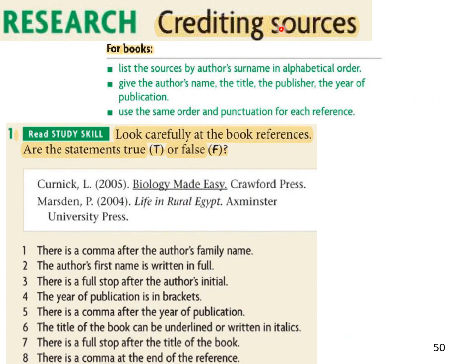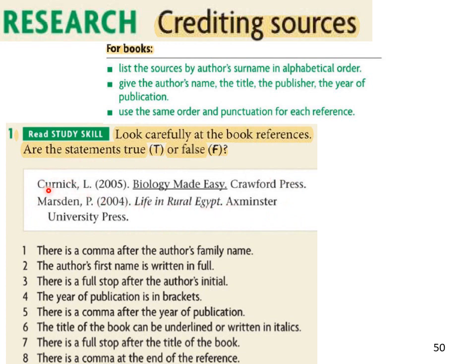For crediting sources in respect to books, you have to list the sources by the author's surname. It is important to know how to write the author's surname, not the first name, the family name, in alphabetical order. Then you have to give the author's name and the title of the book, the publisher, and the year of publication. Use the same order and punctuation for each reference. And here is an example of how to write the acknowledgement, or crediting the sources.